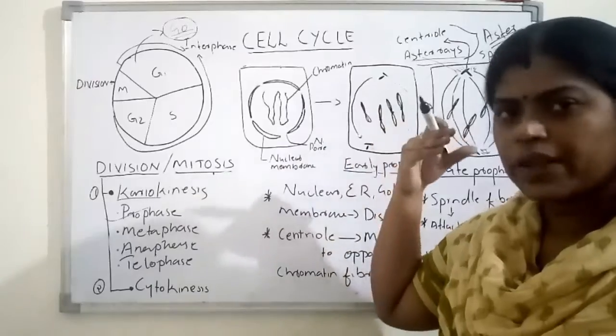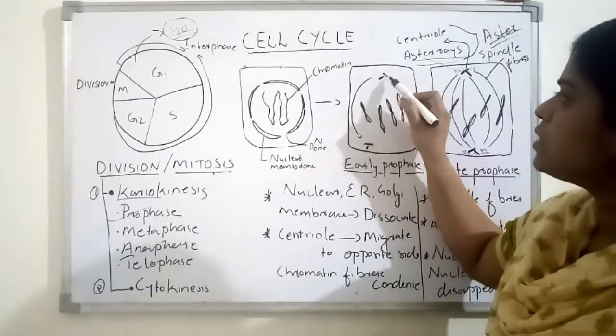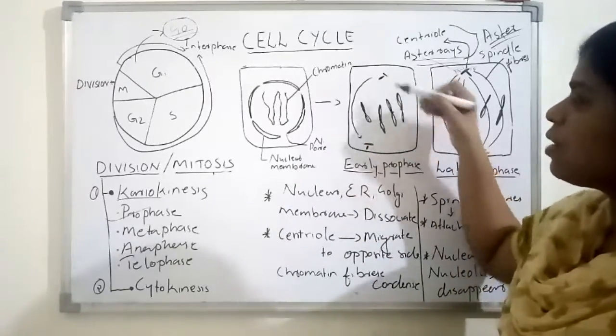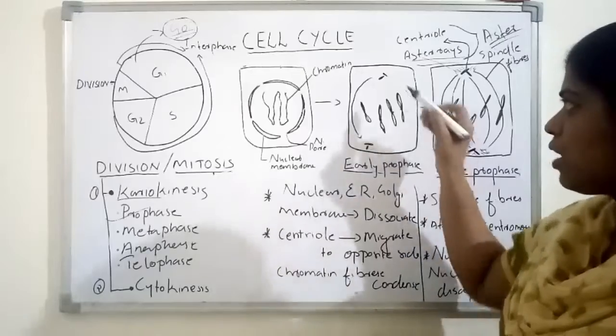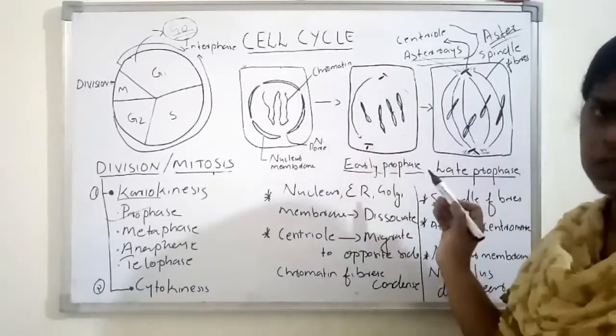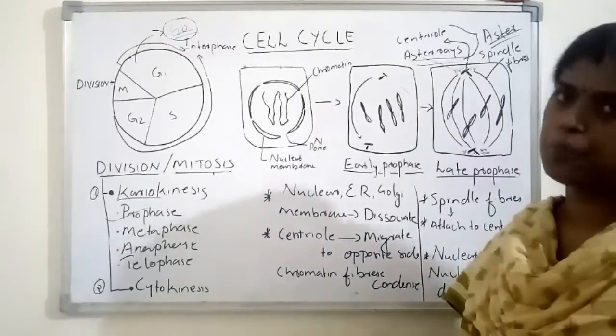It was already divided, and the divided centriole will start to move from this pole to the next pole, meaning that in both poles, one centriole will be there. One of the centrioles will start to move from this pole to the opposite pole. So these are the changes that you can observe in the early prophase.